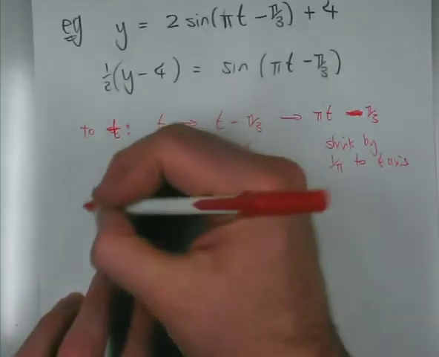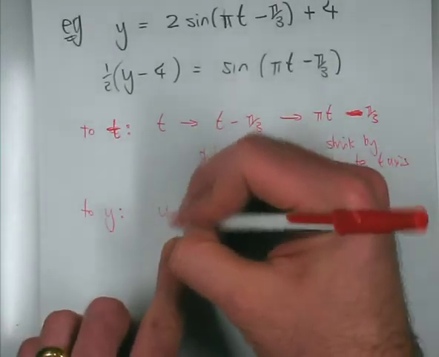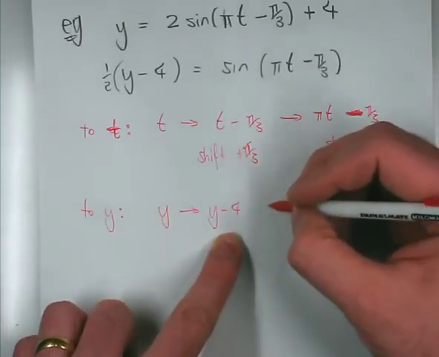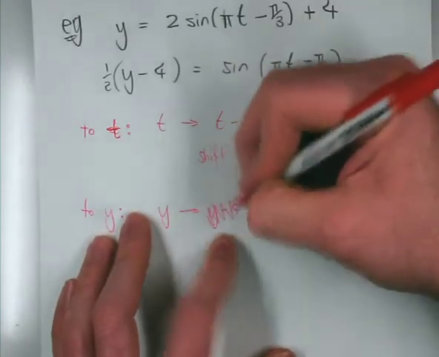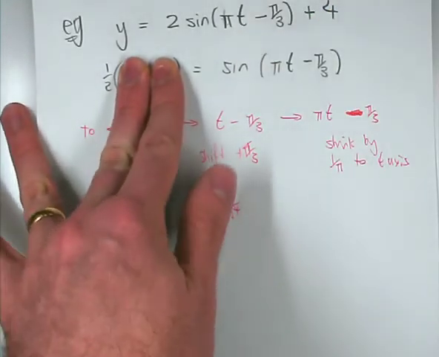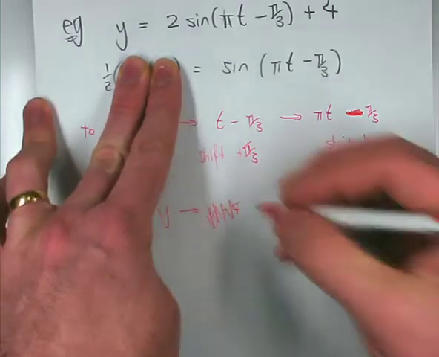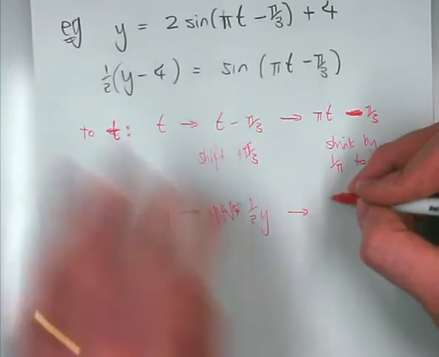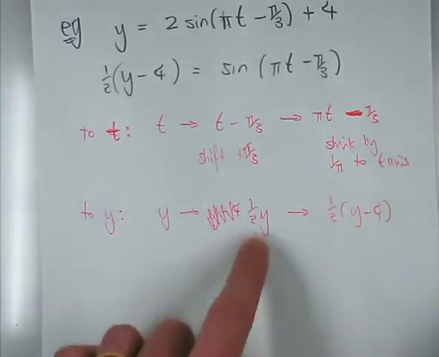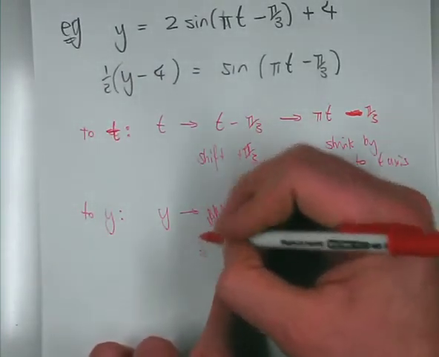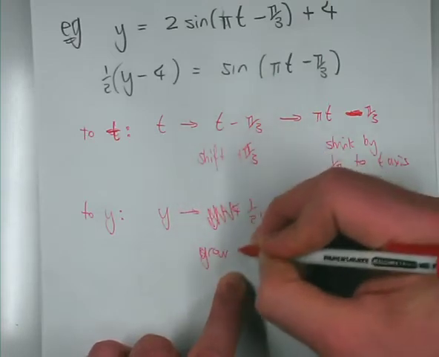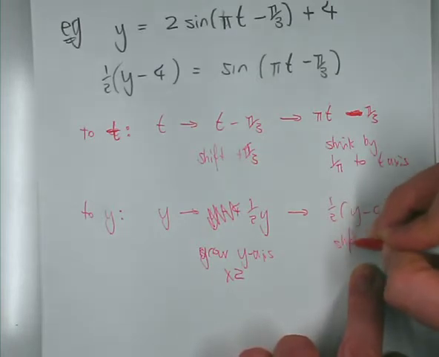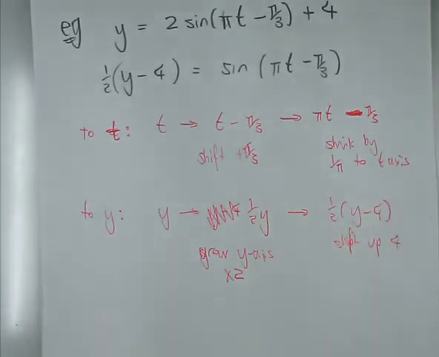Okay? And to my y, well, I've replaced my y with y minus 4, and then I've divided it by 2. No, I haven't done that. Start with the outside and work my way in. I've first replaced my y with half of y, and then I've gone inwards one more step and replaced my y with y minus 4. So this move would grow my y-axis times 2, and this move would shift up 4. That's how I think about it.